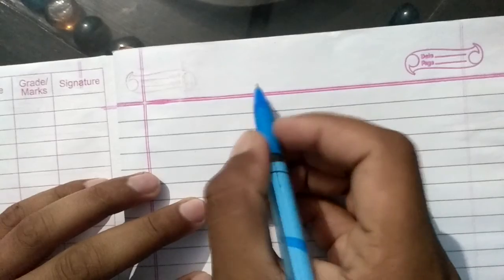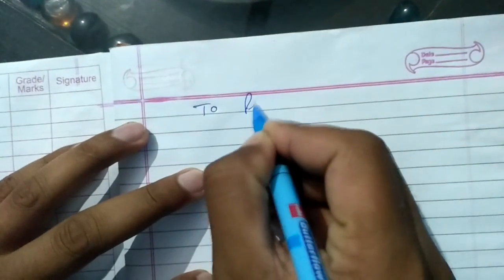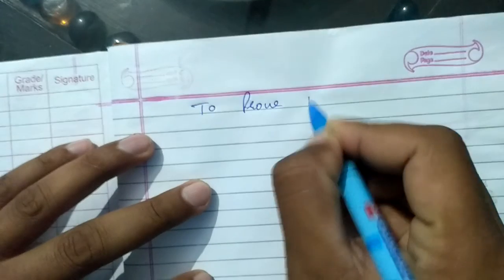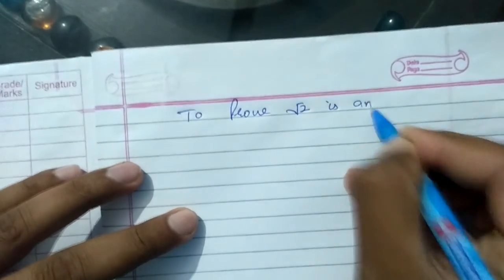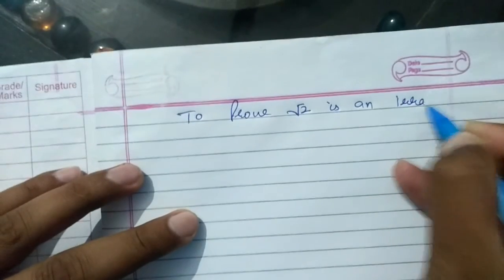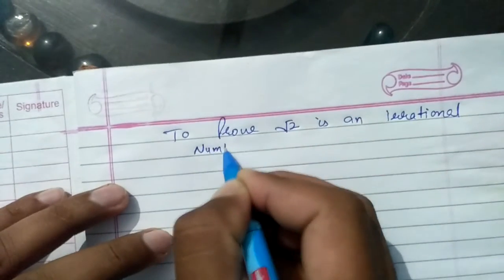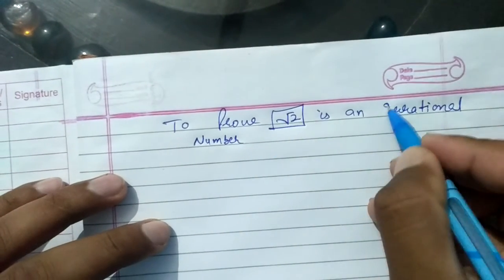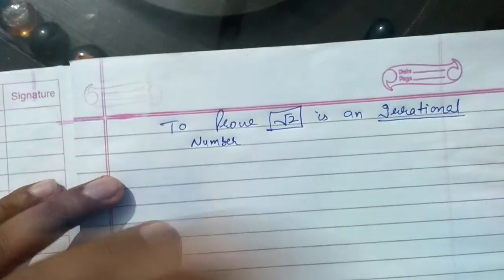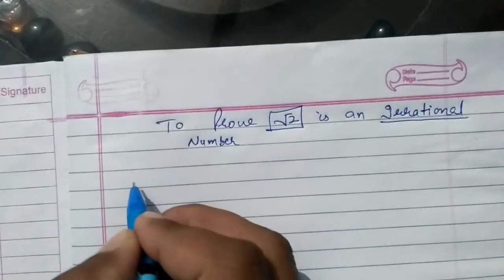Today, my topic is to prove root 2 is an irrational number. That is, we are going to prove that root 2 is an irrational number. How to prove this? Let us start.